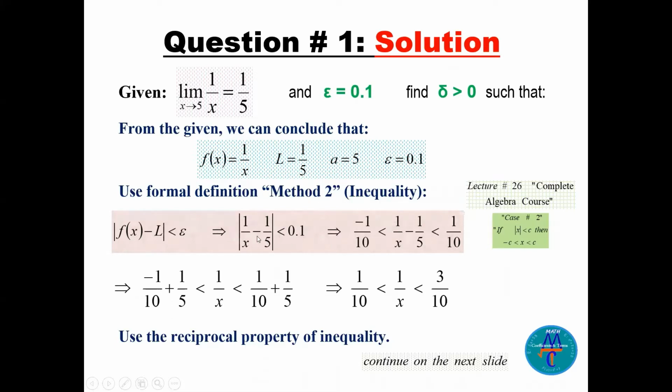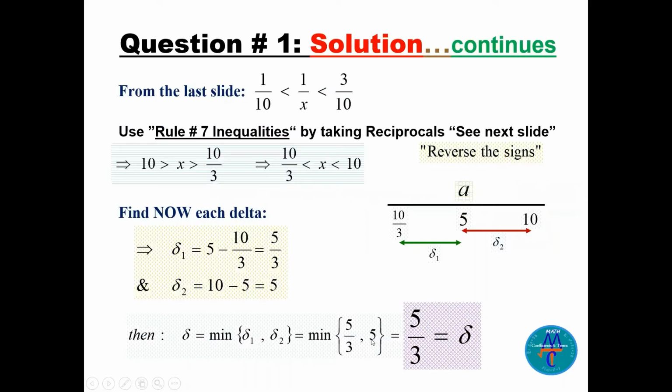We can apply case number 2 here: 1 over x minus 1 over 5 between minus 1 over 10, which is 0.1, and less than 1 over 10, which is 0.1 also. So we can add 1 over 5 to each side. So we will have 1 over 10 here, multiplied by 2 up and down. 1 over x is greater than 1 over 10, less than 3 over 10. Now let's use the reciprocal property of inequality.